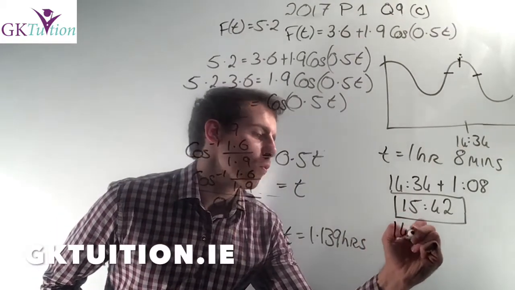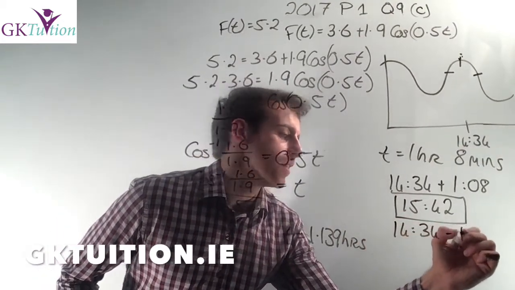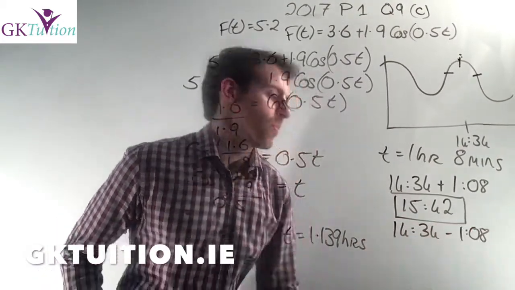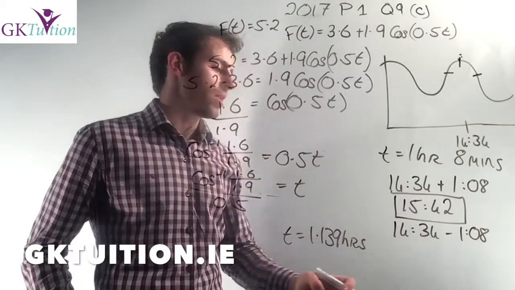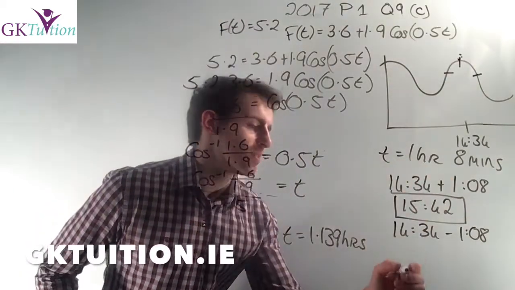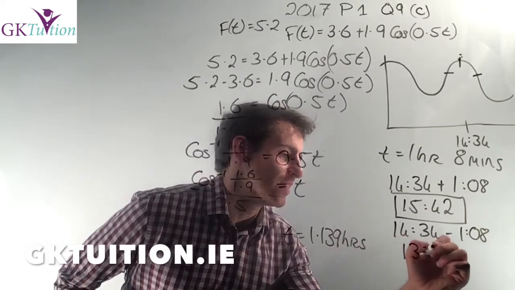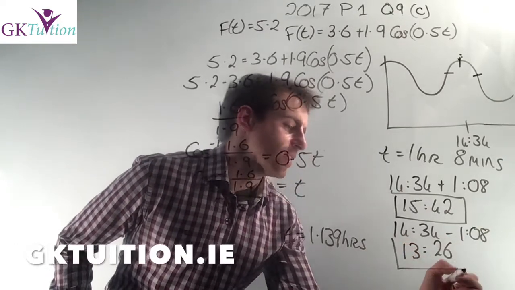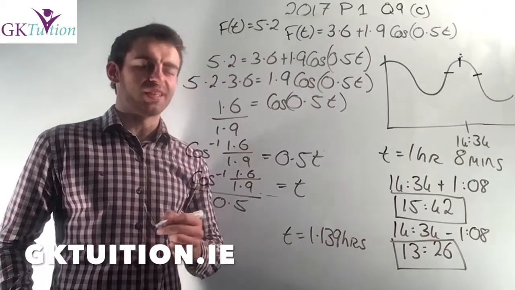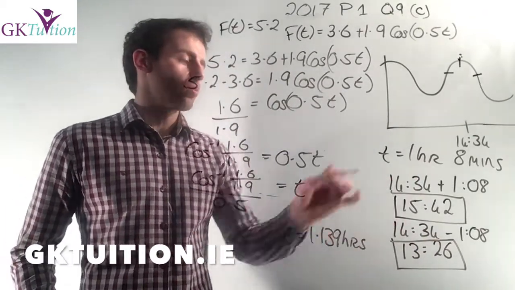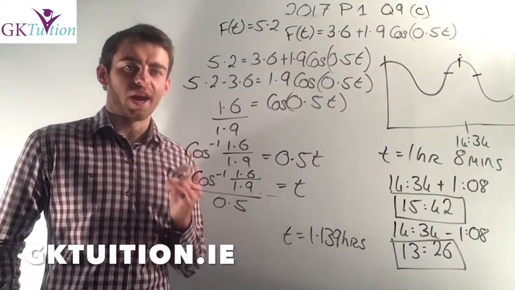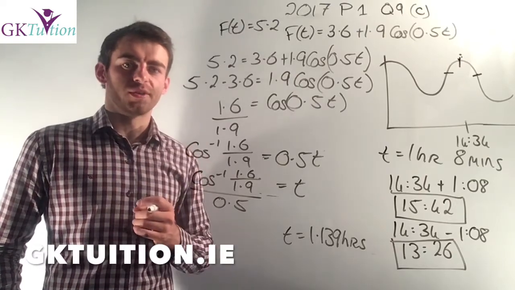To get the other answer, it's the high tide minus an hour and 8 minutes. So in this case, it's 14:34 minus 1:08. So I've got 14 hours and 34 minutes minus 1 hour and 8 minutes, which in this case gives me 13:26. So my second answer in this case is that at 26 minutes past 1, or 13:26, the depth of water in the harbour is 5.2 meters.